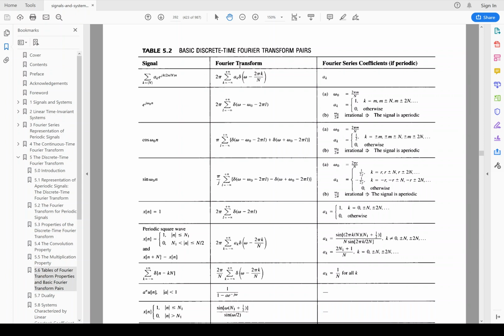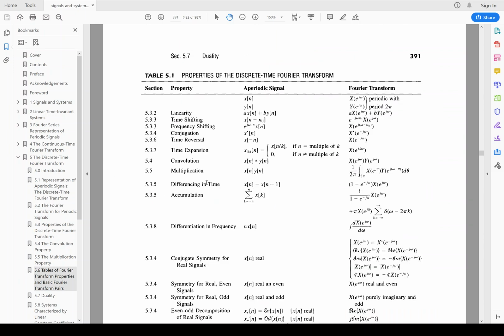So here is a table of common transform pairs. So for instance, e to the j omega 0 n, here's its transform; cosine, here's its transform; sine; the transform of 1; there's the periodic square wave; impulse train; a to the n u of n, right? We calculated a lot of these things already. All right, so let me scroll up, and let's go to the properties of the discrete time Fourier transform.